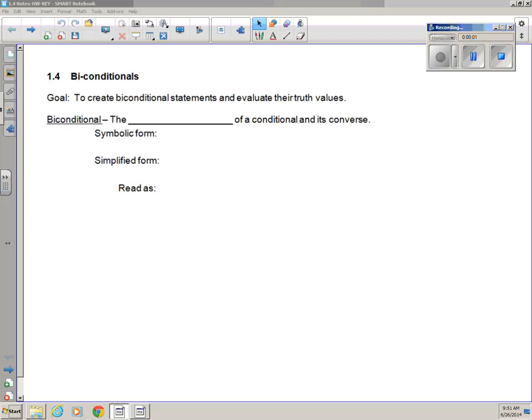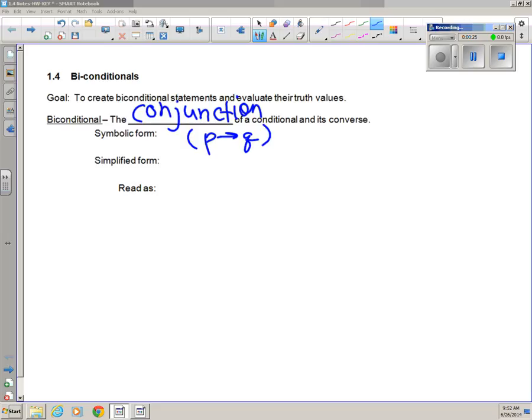All right, so this is going to be the last set of truth tables that we discuss, and these are called biconditionals. So what a biconditional is, is a conjunction, hopefully you remember that word, of a conditional and its converse. Okay, so a conditional, hopefully you realize, is if P then Q. Its converse is change order, if Q then P, and the conjunction is the statement and. Okay, so this is what a biconditional is.